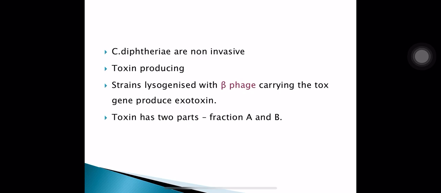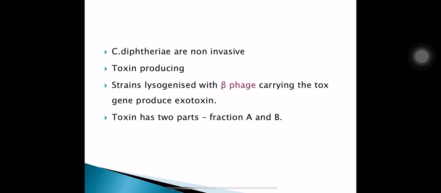Corynebacterium diphtheriae are not invasive. They will remain localized to the site where they infect. The toxin produced will spread in the body to different organs. The beta phage is a bacteriophage, and when it is introduced into Corynebacterium diphtheriae, it produces the toxin, and if you remove the beta phage, it will stop producing the toxin. So toxin production is because of the bacteriophage, because of the beta phage.